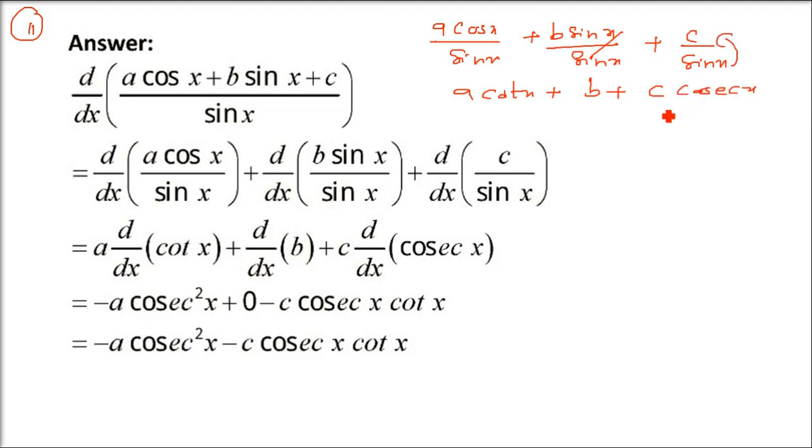A cot x. Derivative of cot x is minus cosec square x. Don't worry about a, b, c, they are constants. Worry about cot x. Minus cosec square x. b is a constant, so it becomes 0. Differentiation of a constant is 0, I'm not writing it. Then c cosec x: differentiation of cosec x is minus cosec x cot x. Okay, this is the final solution.